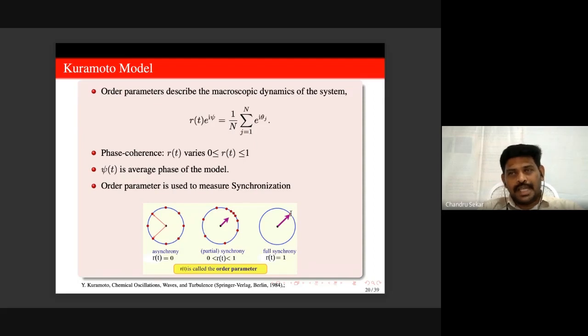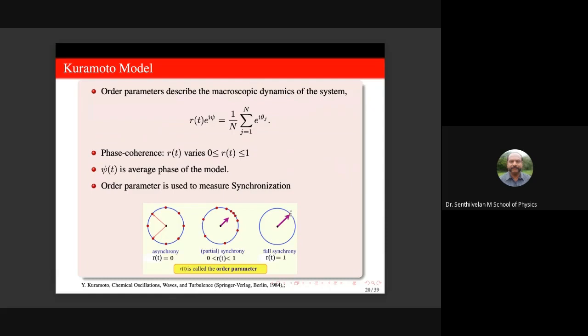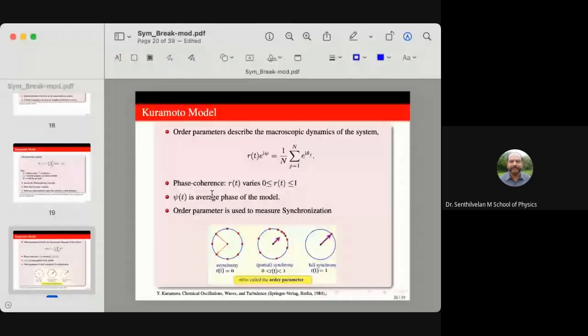To solve the equation, Kuramoto introduced the order parameters. Yes, I have a small doubt on the previous slide. Is there any way to calculate the number of limit cycles in that system mathematically? Suppose if I take 3 oscillators or 5 oscillators, then is it possible to calculate the number of limit cycles?